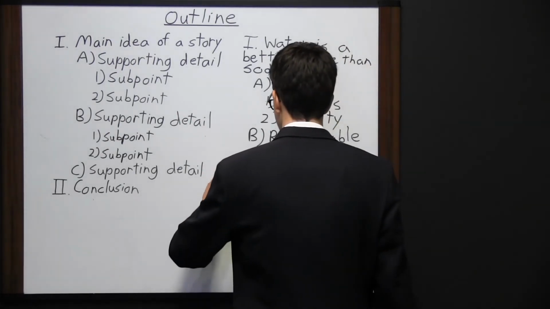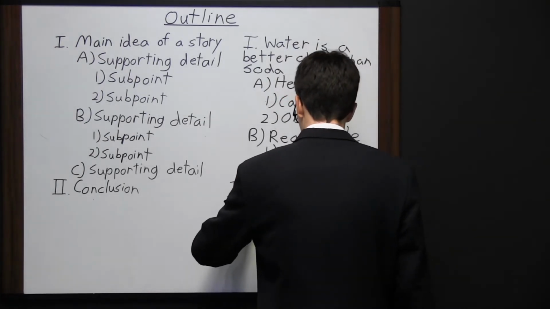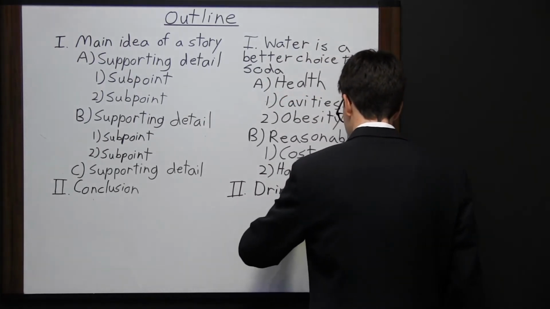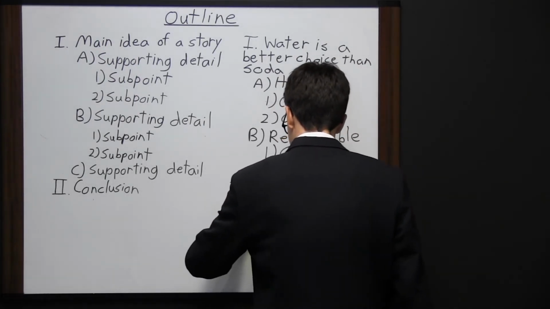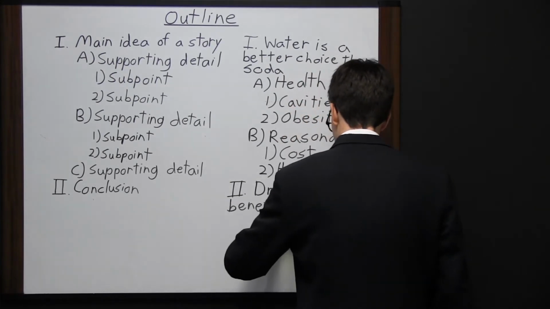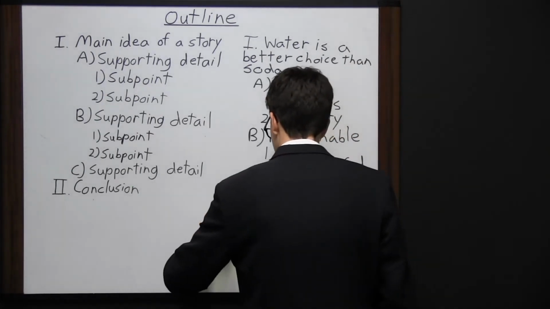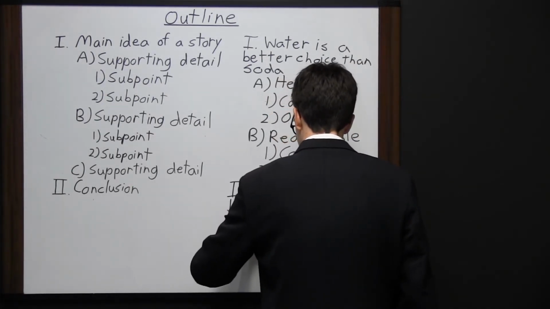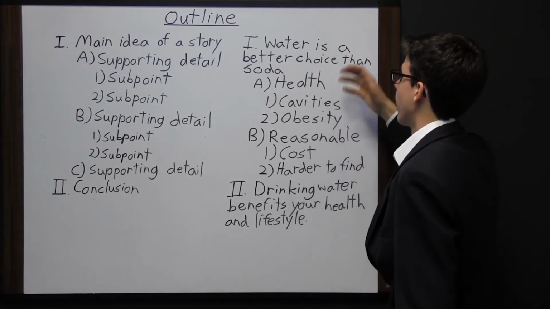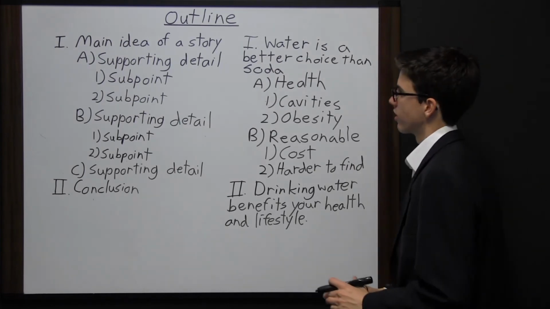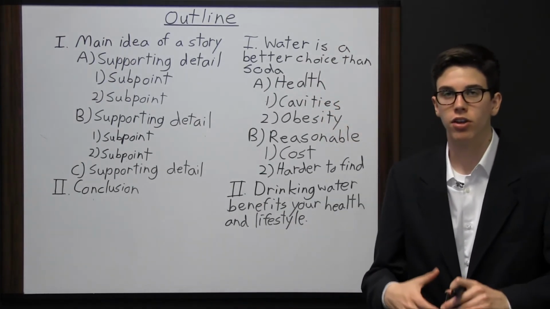So now I'm going to do the conclusion. I'm going to put it next to Roman numeral 2. So my conclusion is going to be drinking water benefits your health and lifestyle. This is basically a summary of the story that I read about why water is a better choice than soda. So the idea of an outline is to not tell everything that you found out from the story.